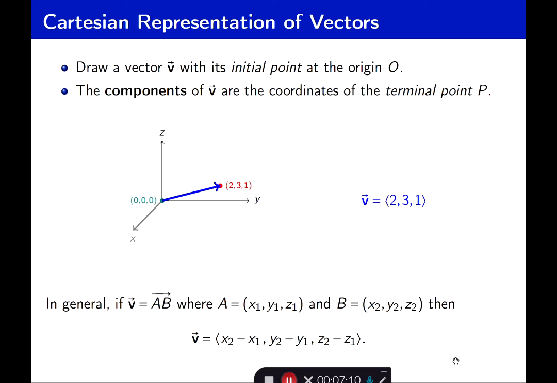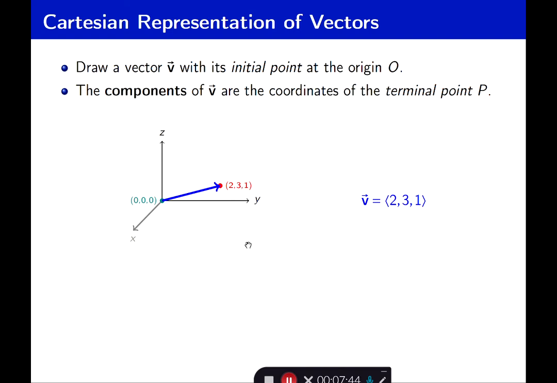So v is the vector AB, where A is the initial point and B is the terminal point. When 0, 0, 0 is the initial point and 2, 3, 4 is the terminal point, we form v. Now, what if I put this v in another place in three-dimensional space? Let's see.